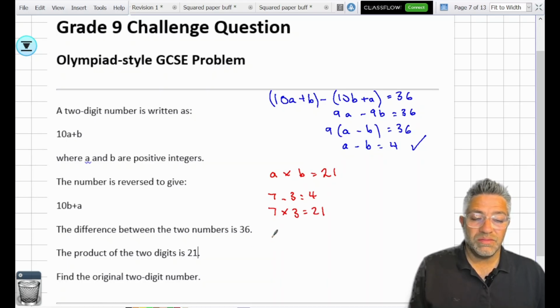So our two numbers would be 73 and 37. If you do want to double check, do they have a difference of 36? Well, 73 subtract 37 does indeed equal 36. So our original two-digit number is 73.